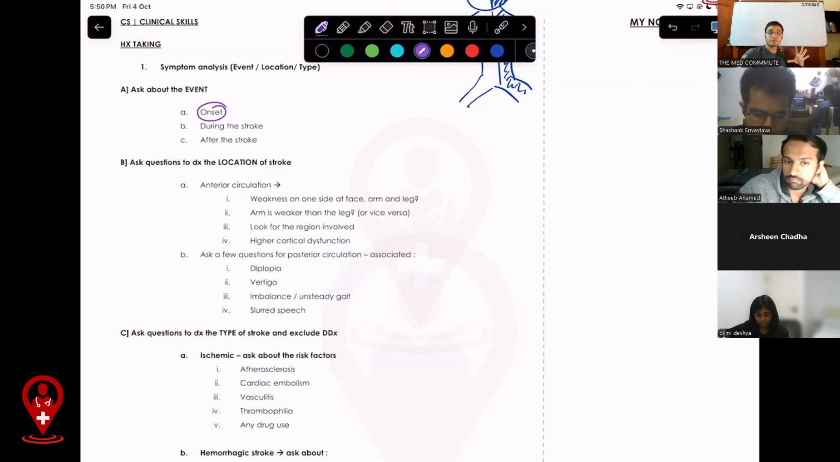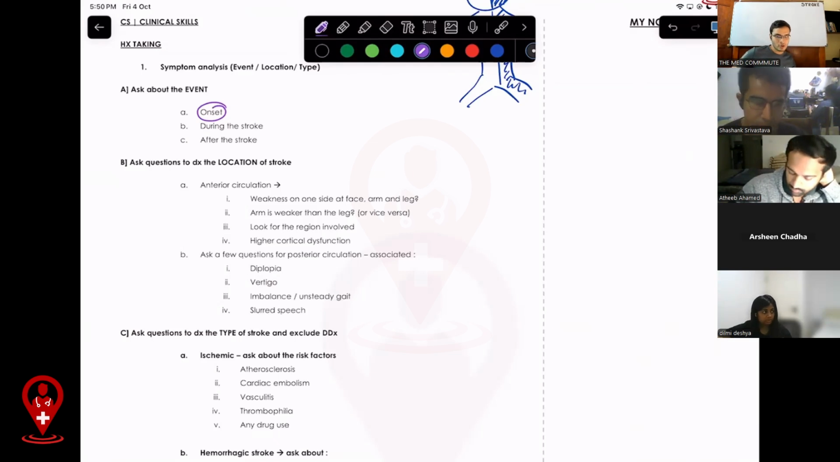You have to ask about the sensory impairment. Was there a sensory impairment with the motor impairment? Because if it is isolated sensory or isolated motor, what is that? Lacunar infarct, right? So these kind of questions you have to ask to try and find out the location and the type of the stroke, right?